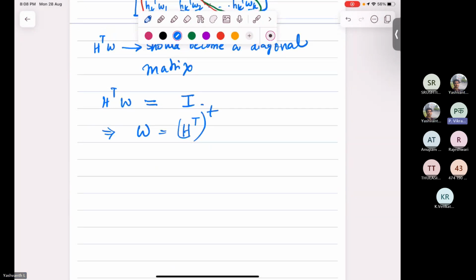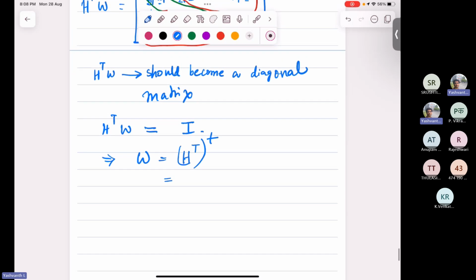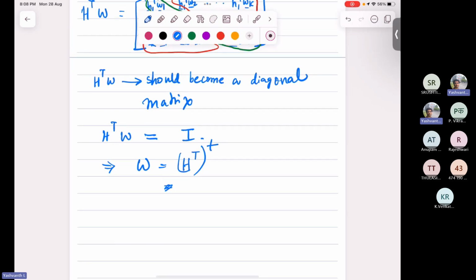Okay. So what is it exactly? But this is H transpose, right? So this is nothing but... Hermitian. Sorry, no, not Hermitian. Okay, so this is nothing but pseudo inverse.